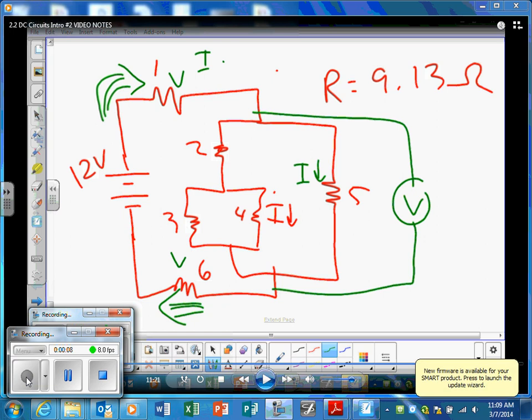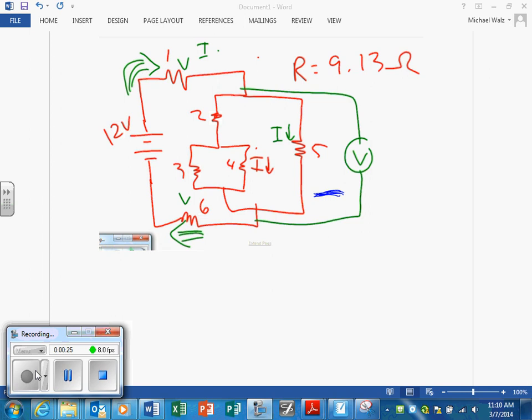And my question was, did you guys find the current through number 4? Oh, number 4 resistor right here. Good, that's exactly right. Okay, we're going to have to go through that step by step. So we're going to start going through this here.